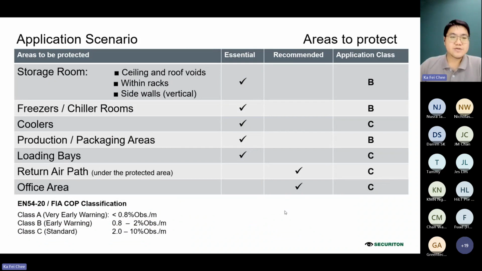Okay, now we look at those areas and see what application classes are required. So for storage room, freezer, chiller room, production area or packaging area, you might need class B sensitivity. This is not a mandatory requirement, but it's a recommendation from us. Then for cooler, loading bay, return air path, and also office areas in the refrigerated warehouse, you can use class D as standard sensitivity.